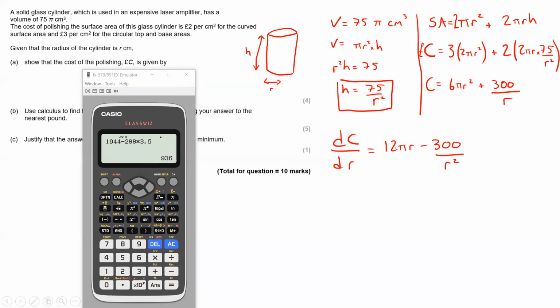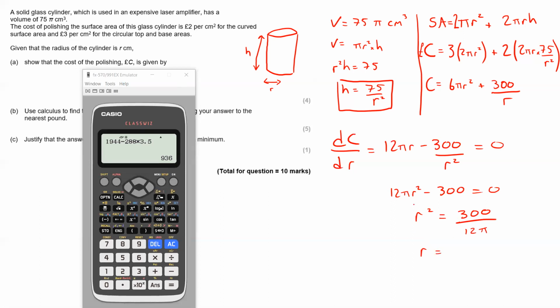From this, you know it's a minimum or a maximum, so that implies that this equals 0. The fact it's a minimum means I can set this equal to 0, which I'm going to do here. I should really write it again. Then I want to solve this. I'm going to times through by r² to get 12πr³ minus 300 equals 0. Taking the 300 across and dividing by 12π gives me r² equals 300 over 12π.